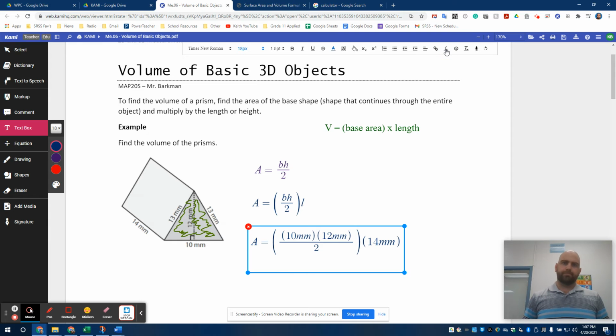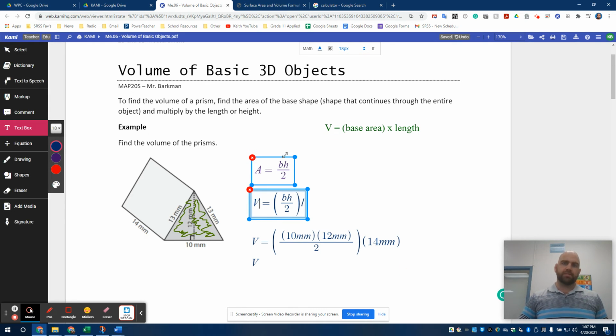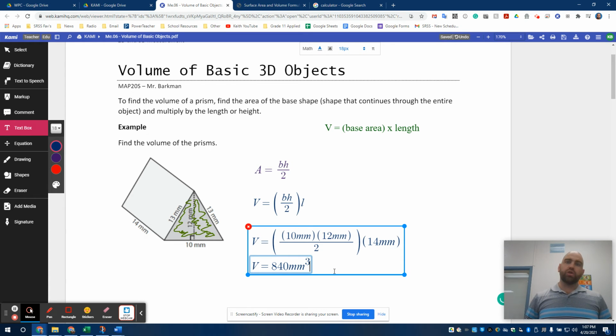So our area, sorry, this should be volume. I apologize. All these letters should be V. The first one should be A, but they should all be V for volume. I mixed it up. That's the area of a triangle. Now we're dealing with volume. Okay, the volume is equal to 840 millimeters cubed.